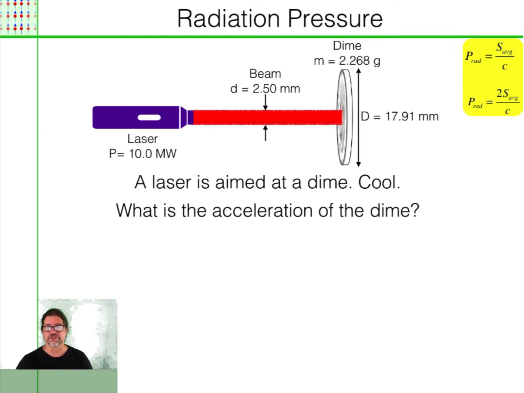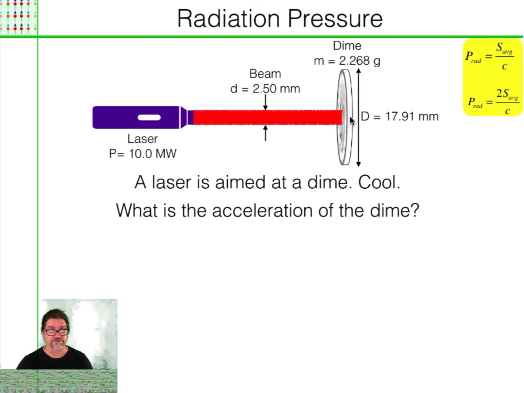How about this? What if I took a really powerful laser, a 10 megawatt laser? This is a lot stronger than your handheld lasers, right? And I were to fire it at a dime. I looked up values for a dime. So this is a 10 megawatt laser and I'm firing at a dime. And so radiation pressure tells us that this dime should start to accelerate.